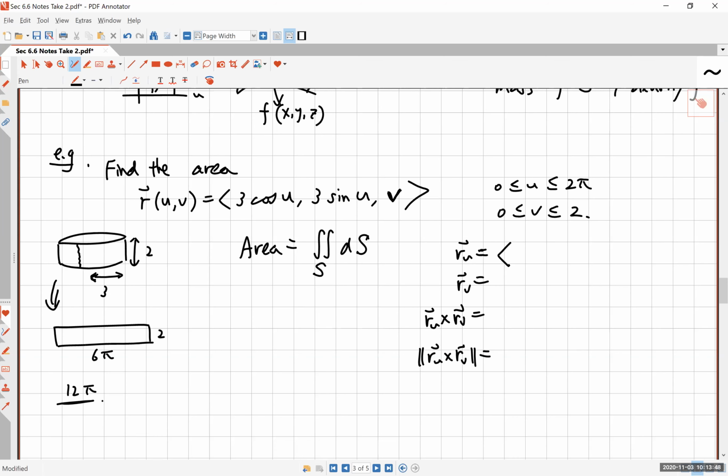and strategically I write this vertically. I think you can see why. If you write this right underneath each other, Rv right underneath Ru, it's easier to do your cross product visually.